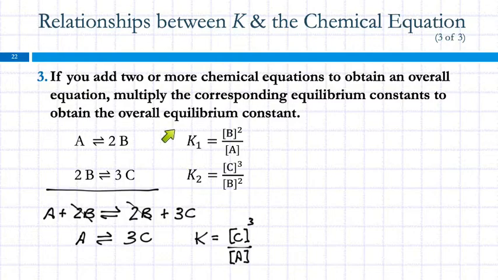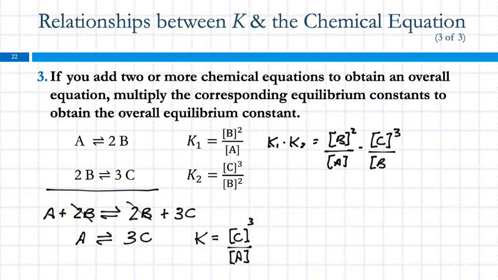So let's see what happens if we take K1 times K2. That's going to be B squared over A times C cubed over B squared. And the B squareds cancel out, and I get C cubed over A.